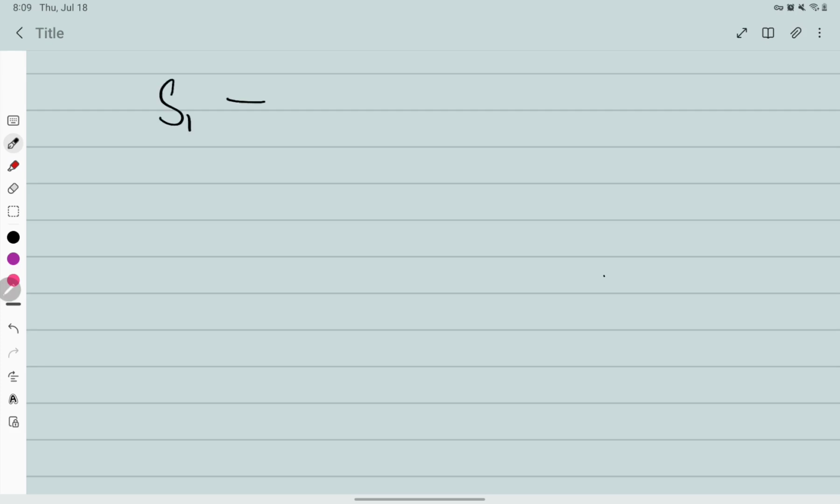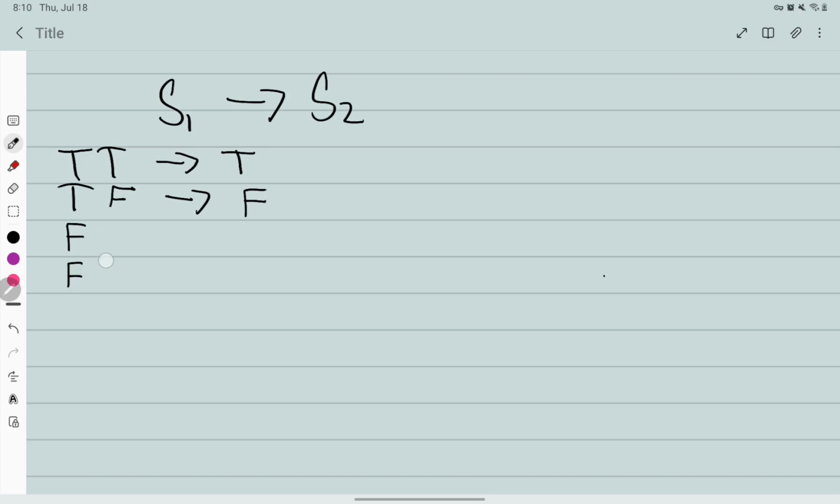Okay, so in what cases is the implication true? Let's take S1 onto S2. S1 implies S2. Or if S1, then S2. If S1 is true and S2 is true, then the composite statement is true. If S1 is true and S2 is false, then the composite statement is false. And in both cases where S1 is false, the composite statement, the implication itself, is true.